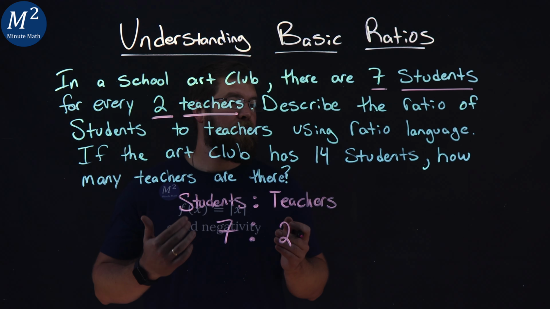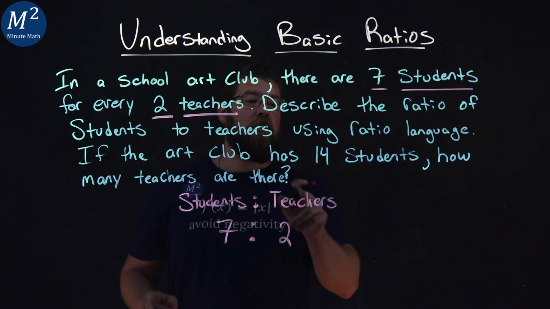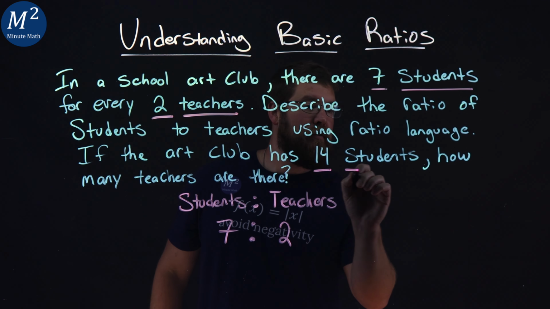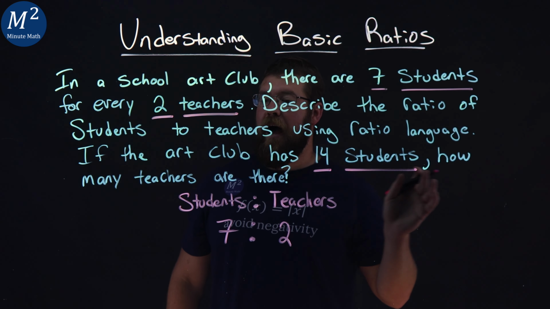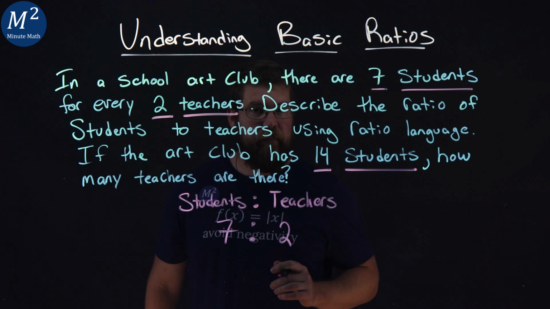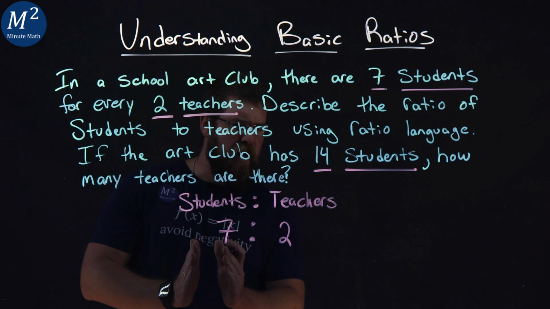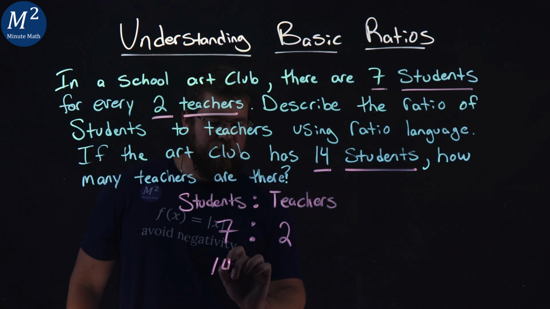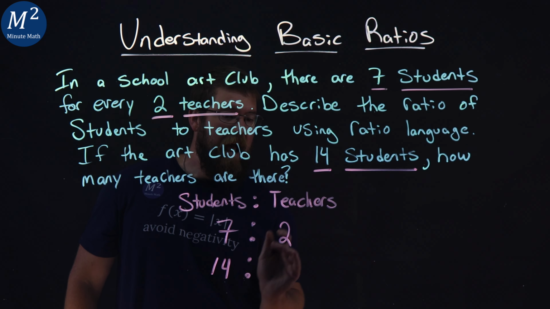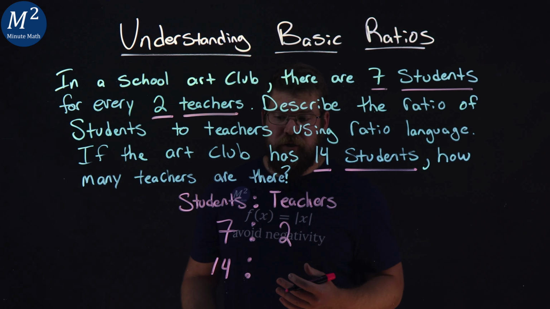So now they ask us this question. If the art club has 14 students, how many teachers are there? Well, if we have 14 students in the students column here, if we think of it as a column, we have 14, right? And how many teachers would we have as a ratio?